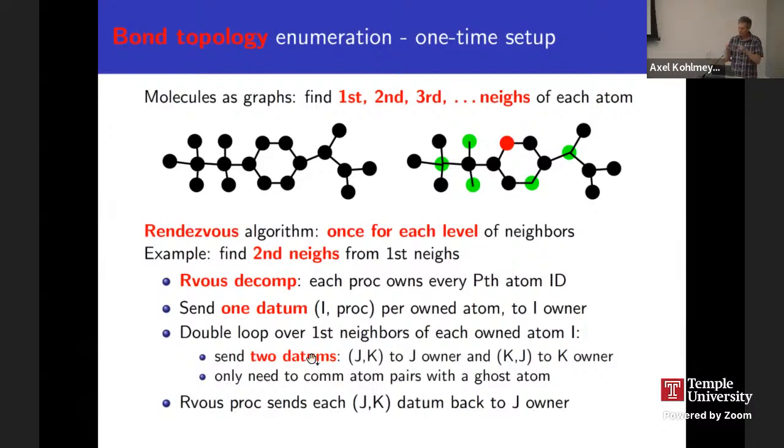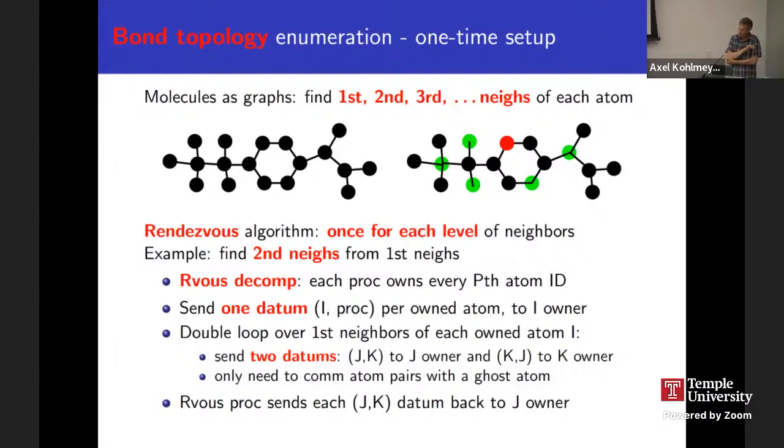So in that double loop, if J does not equal K, then we're going to send the JK pair to the processor that owns J, and we're going to send the JK pair to the processor that owns K in the rendezvous decomposition. And actually, we only need to do this if one of these atoms is a ghost, because otherwise, if we own all the atoms, we could actually set the fact that they're second neighbors right now. So we're doing this just on the shell of atoms that are around the edge of my domain, where they're coupled to ghost atoms.